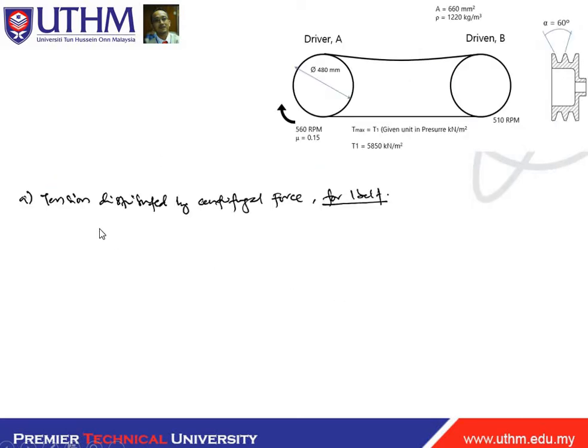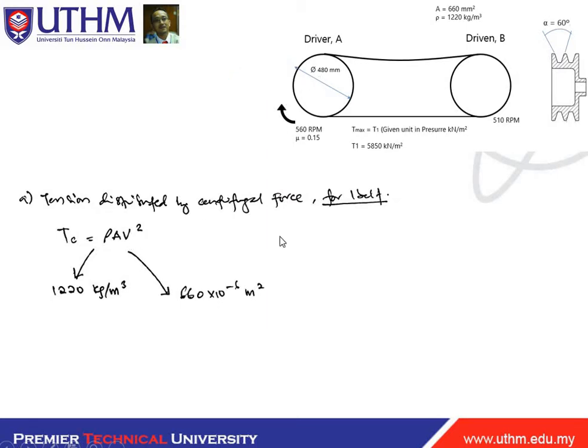The first question is asking about the tension contributed by centrifugal force for one belt. What is the centrifugal force created by the belt when it moves around the pulley, when pulley A is moving at 560 rpm? This is the formula for the centrifugal tension: rho A V squared. What is rho? Given as 1220. A is the cross-sectional area.